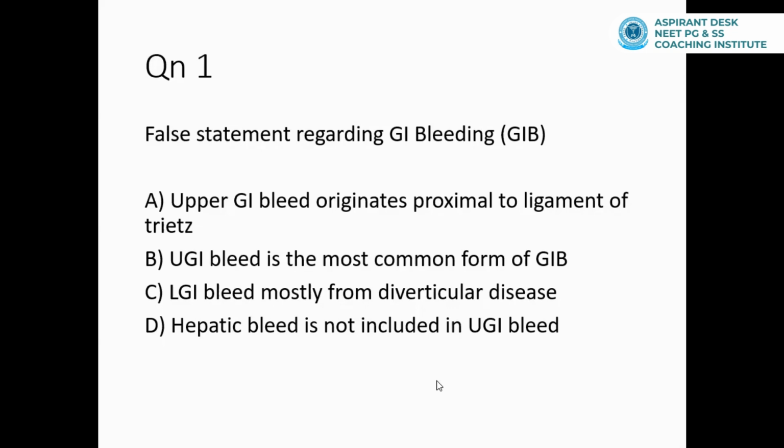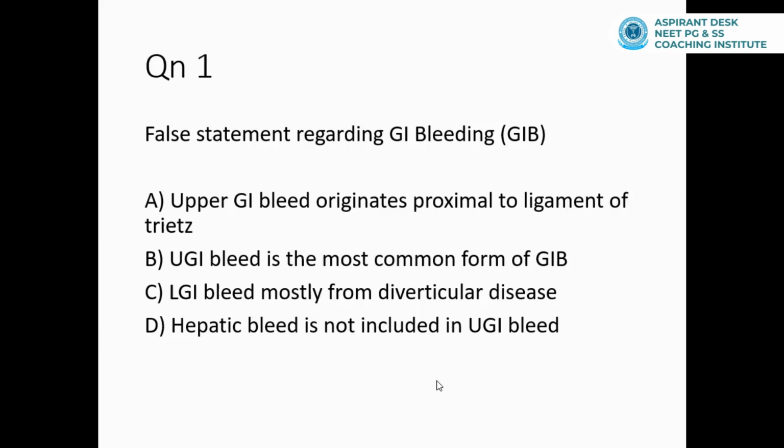The first option is upper GI bleed originates proximal to the ligament of Treitz. Option B, UGI bleed is the most common form of GI bleeding. Option C, LGI bleed is mostly from diverticular disease. Option D, hepatic bleed is not included in UGI bleed. So the answer is obvious.